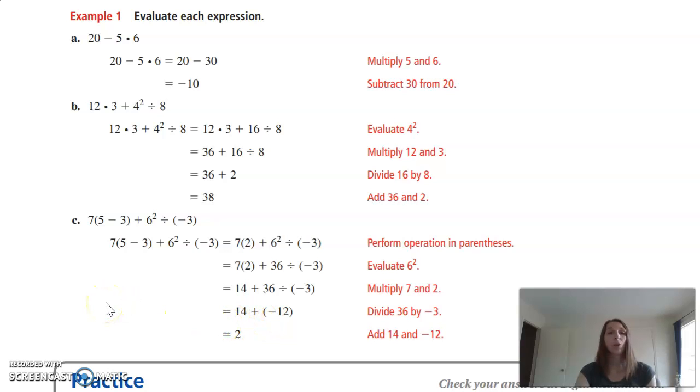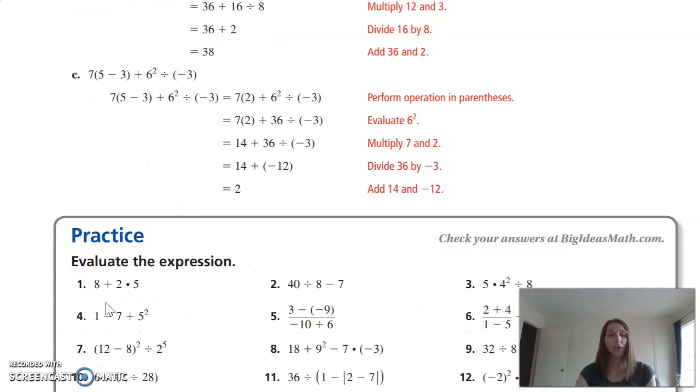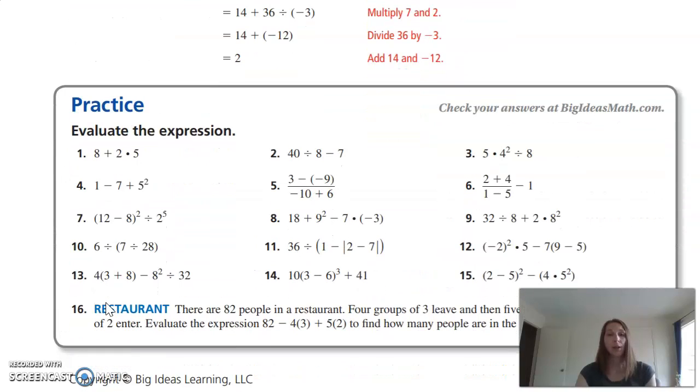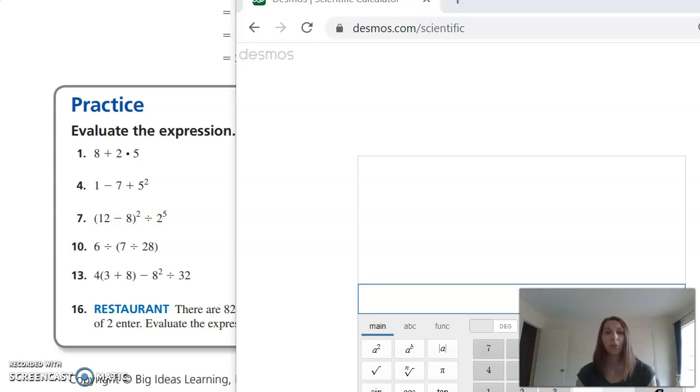Okay. We are going to go through the odd numbers. And I'll remind you, it says check your answers at bigideasmath.com. I don't think you will be able to do that because you do not have logins for that. If you're able to pull up Desmos and use the scientific calculator, that may be easier. If you're not able to, that's fine. You again could use the app on your cell phone, or you can use a 4-function calculator. It'll just be a few more steps. So let's go ahead and start on number 1.